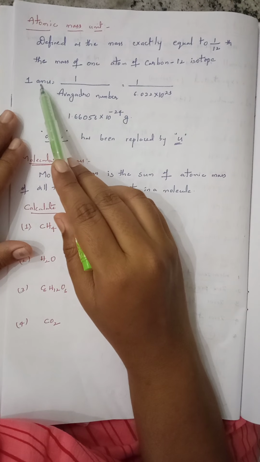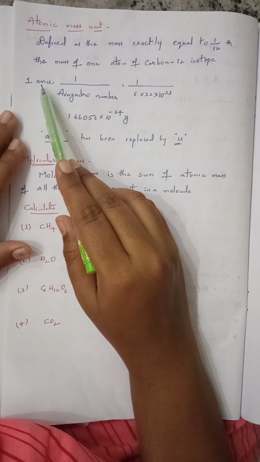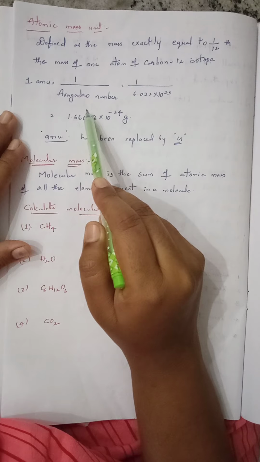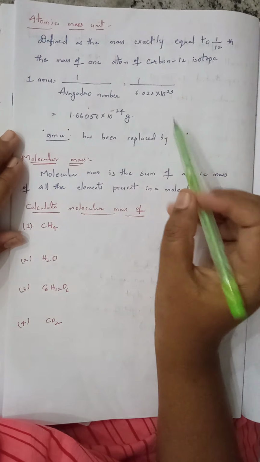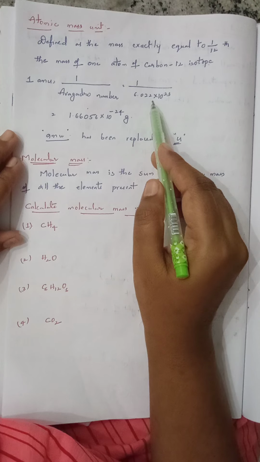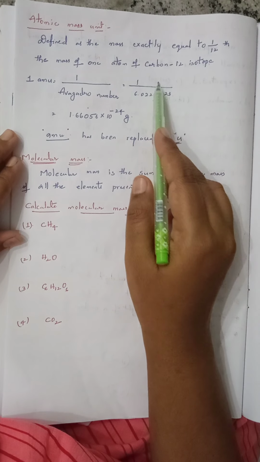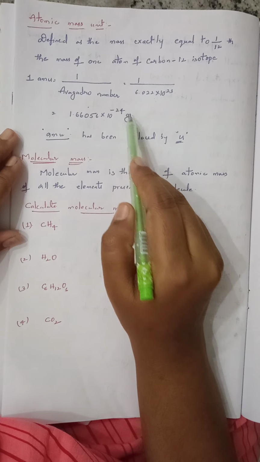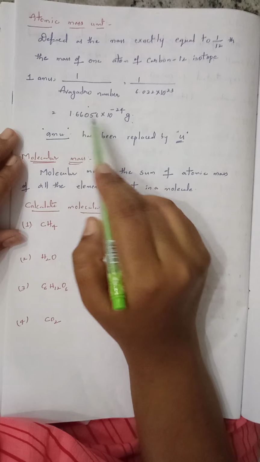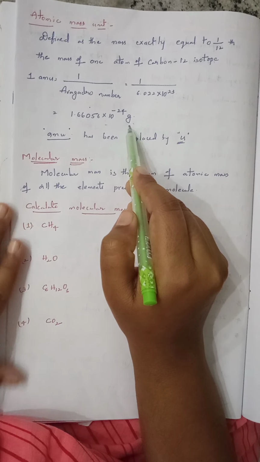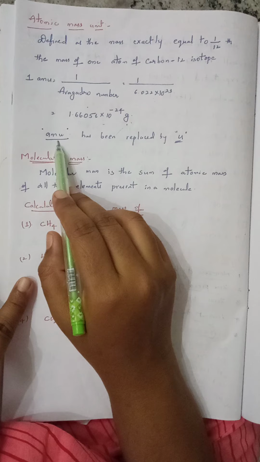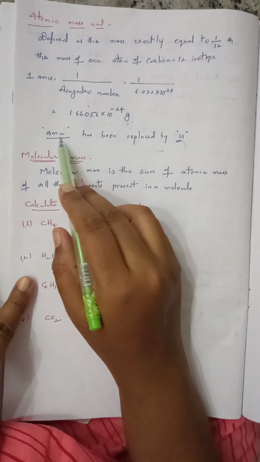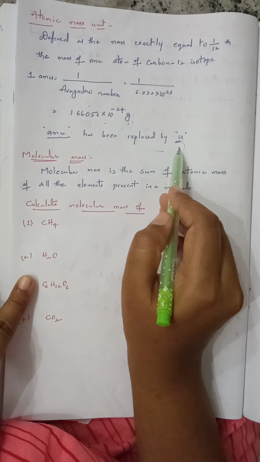Atomic mass unit is shortly given as AMU. One atomic mass unit is always equal to 1 by Avogadro number. Avogadro number is a constant, 6.022 × 10^23. By calculating these two we get 1.66056 × 10^-24 grams. 1 AMU is always equal to this many grams of substance. Nowadays AMU has been replaced by u, the unified mass.